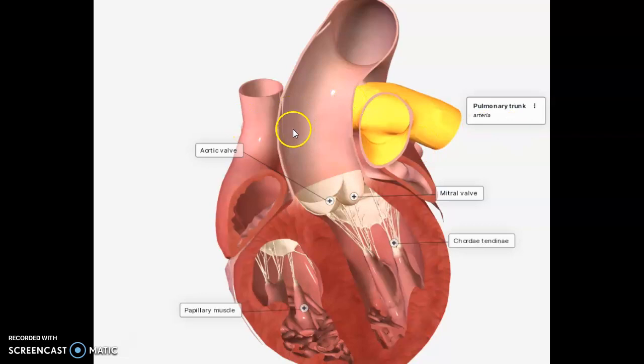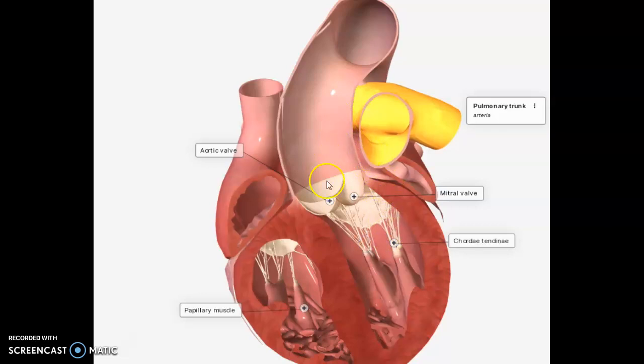So in the lungs, this is where our blood is getting rid of our carbon dioxide. It's picking up oxygen. So it's getting rid of the deoxygenated blood and picking up oxygenated blood, and it's bringing that back into the heart. It's coming into the heart through the veins.